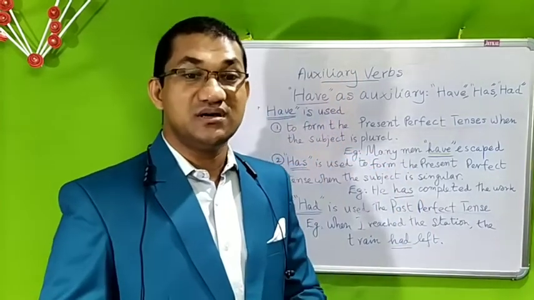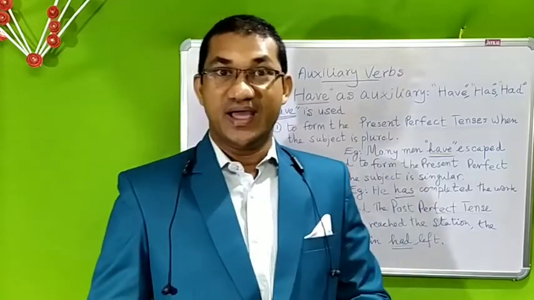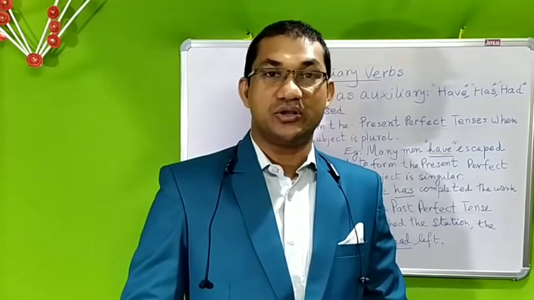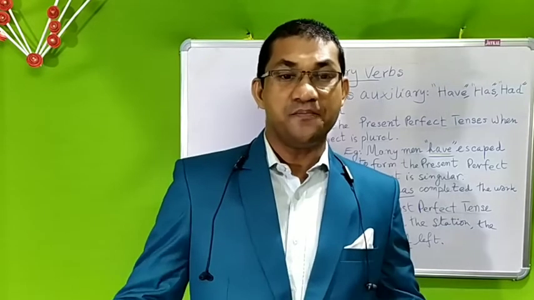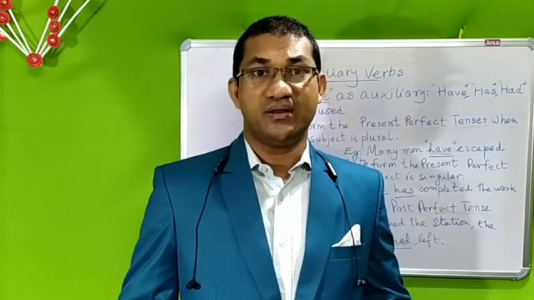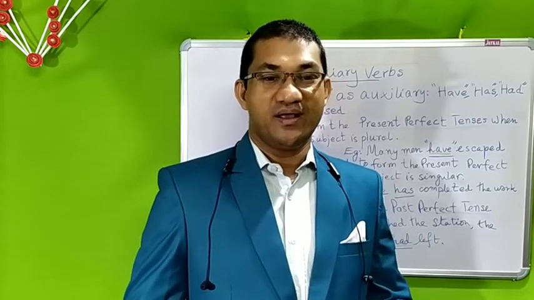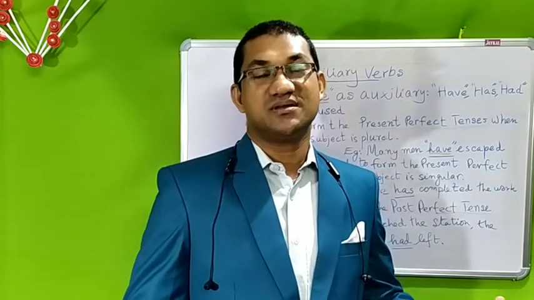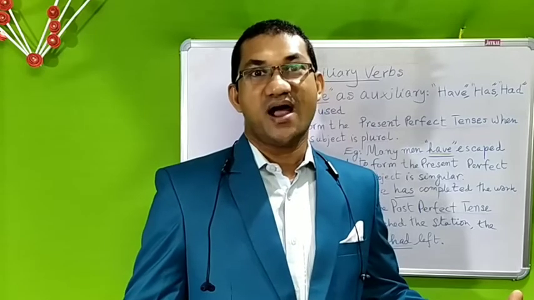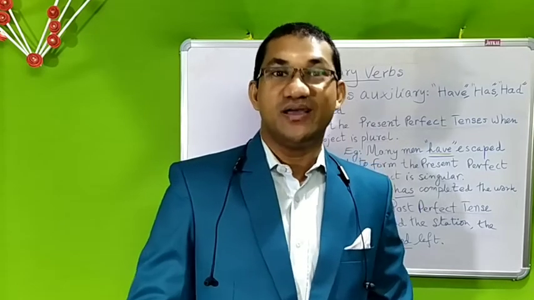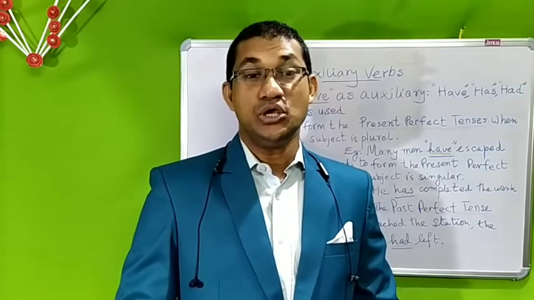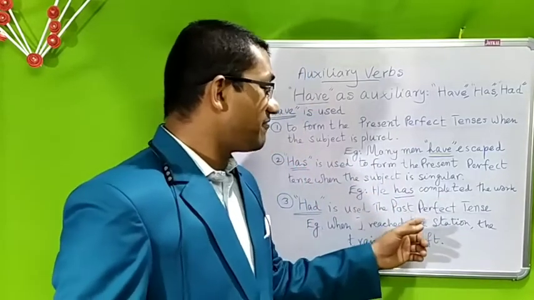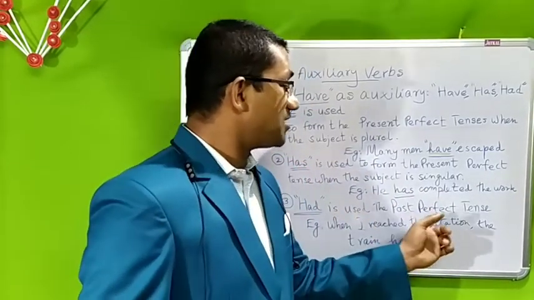Now, we move on to the third form of have, that is had, and let us use the auxiliary had in different sentences. We say, when I reached the station, the train had left. When the police arrived, the thieves had already escaped. In both these sentences, we can see the use of had, and we understand that had is used in the past perfect tense.